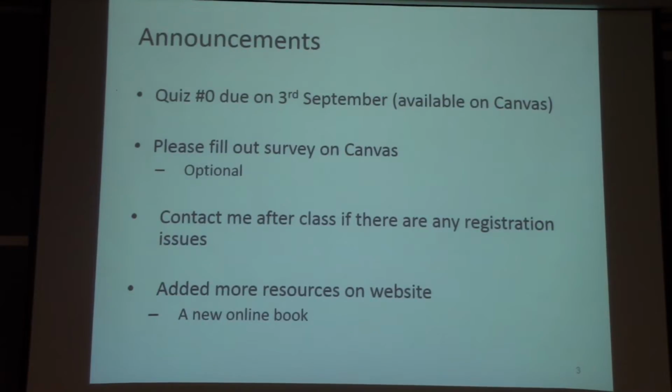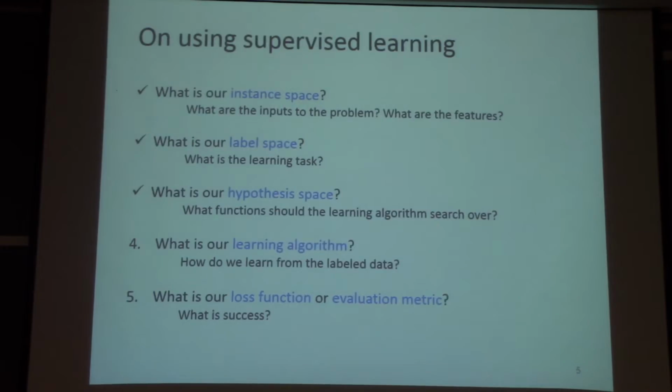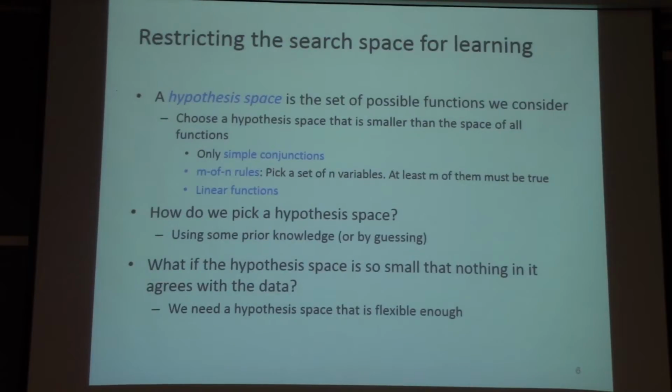So let me do a quick recap of where we are. In the last lecture, we saw the general setup for supervised learning. And we spoke about, at least I spoke about, instances and labels. And the most important thing that we saw in the last lecture was the importance of hypothesis spaces. These are sets of functions that your learning algorithm searches over, and you try to restrict this set to be as small as possible. Of course, I did not answer questions 4 and 5 here because that would give away the rest of the class. But the key lesson from last week was about restricting the hypothesis space.